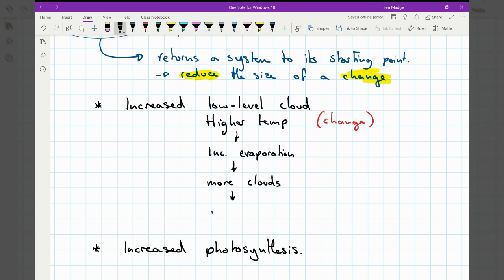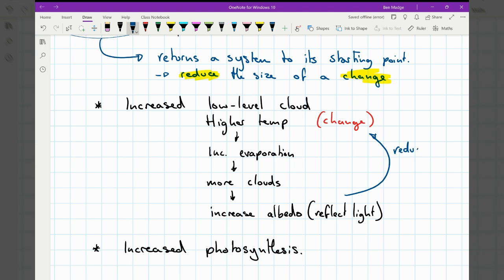This will increase albedo, which will reflect light, and this will have the effect of reducing temperatures. So that counteracts our original change and returns it back to normal. Okay, so that's our first negative feedback loop.